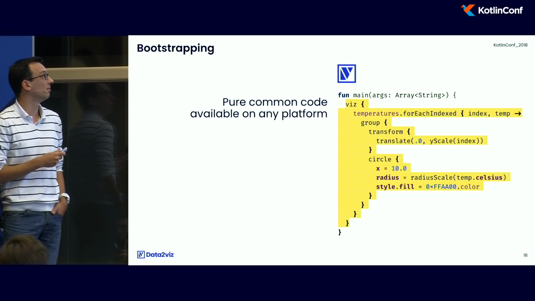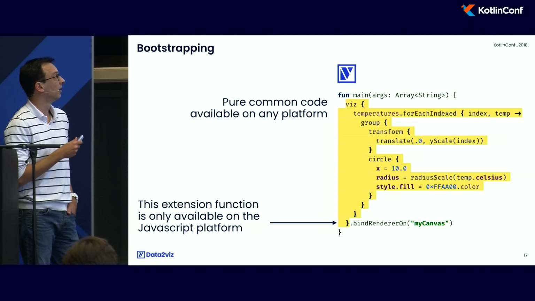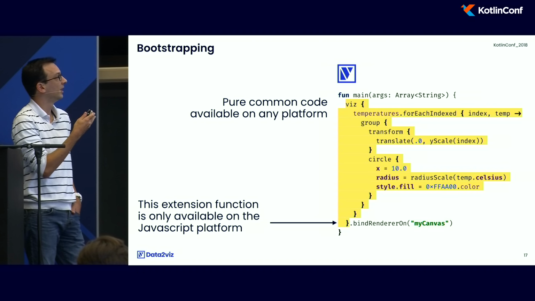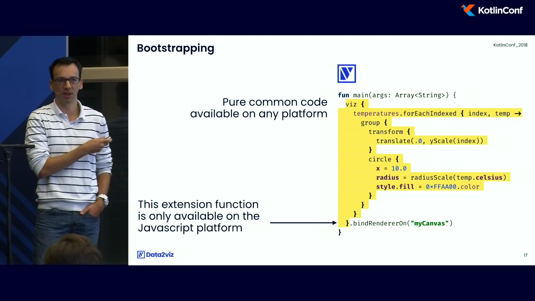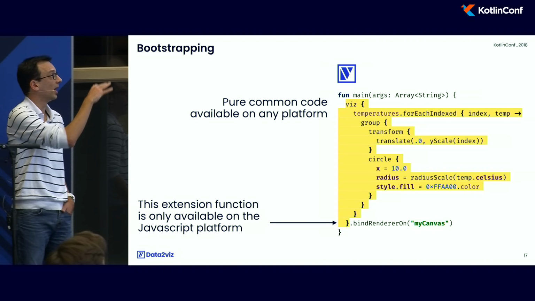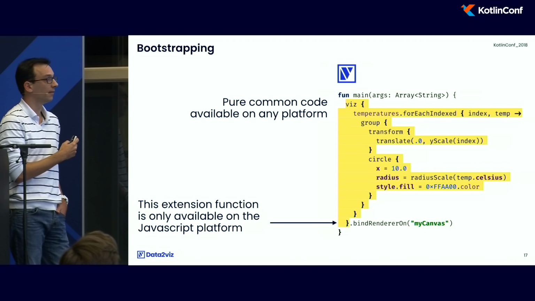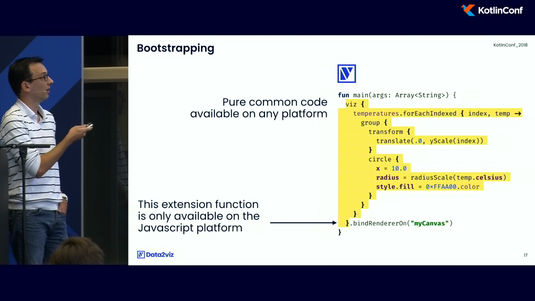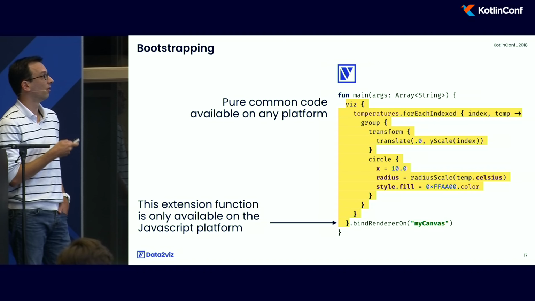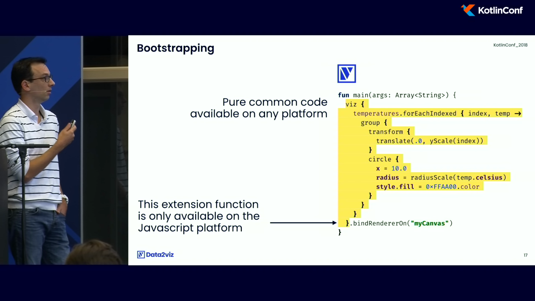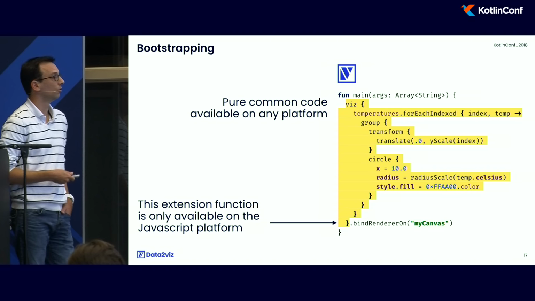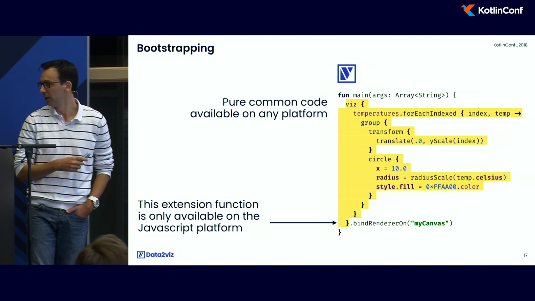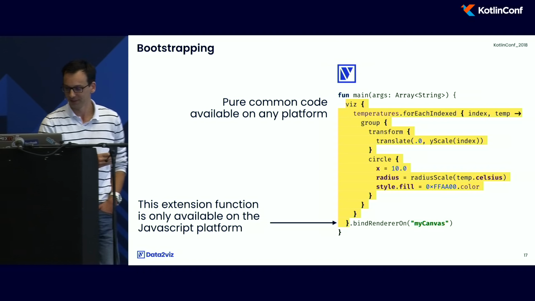And so we add some extension function specific to the platform. Here, this function, bind renderer on, is only available in the JavaScript platform. It allows you to bind the visualization you have created to a canvas on your web page. Okay? So we have the same type of function for JavaFx or Android, which allows you to bootstrap your project very, very easily. Now Gaetan will talk to you a bit more about architecture.